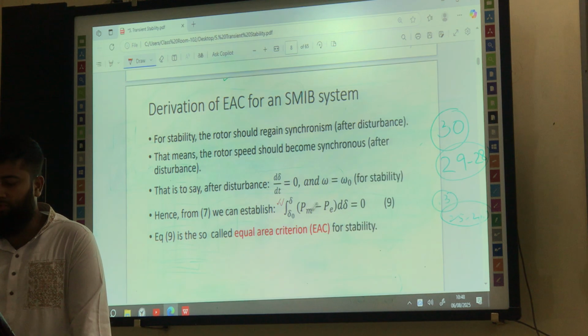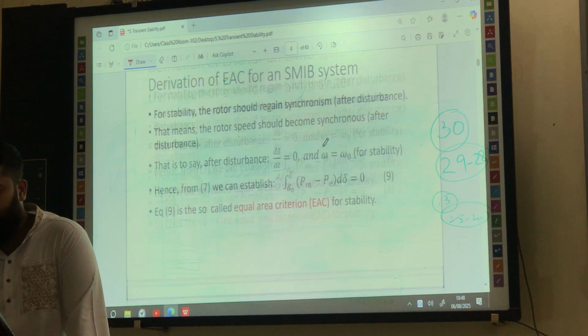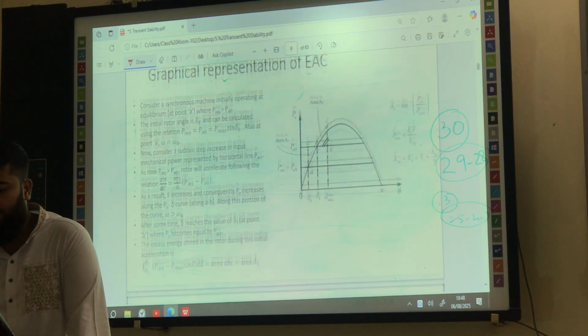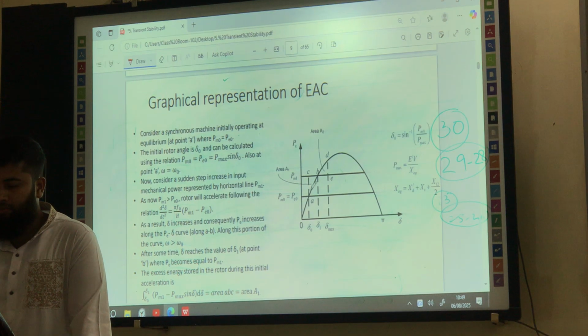That means this is actually the area, right? So the area under the power angle curve. So this is the equal area criterion for stability. Then we completed this slide, where we covered the journey from A to B.